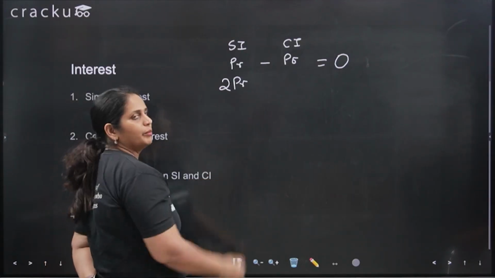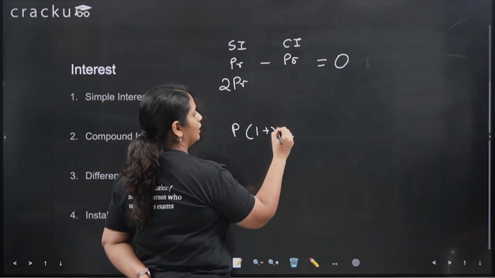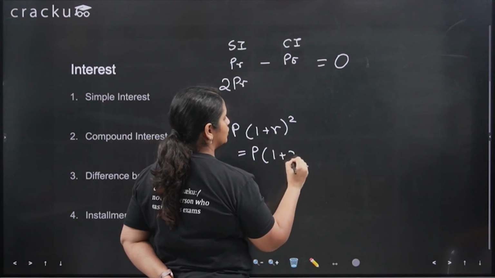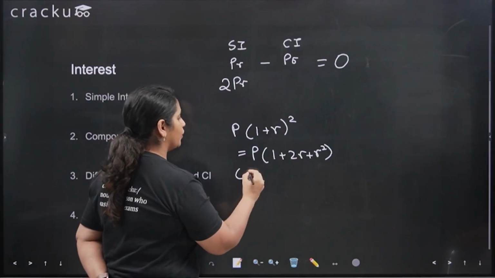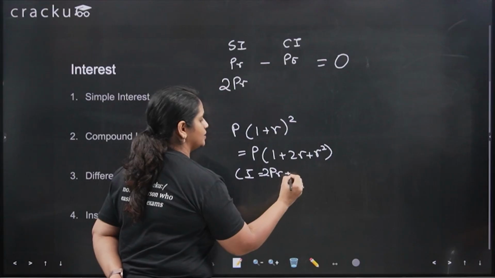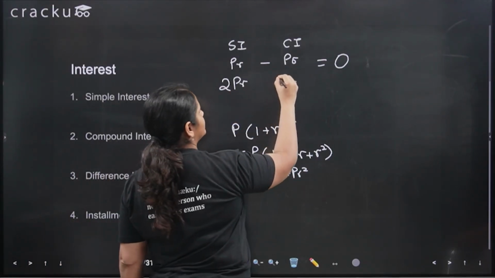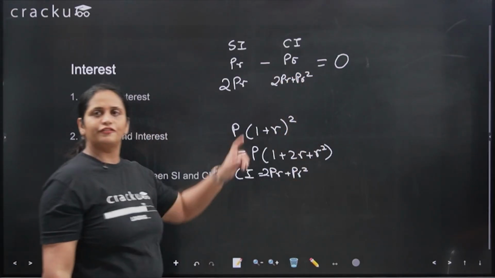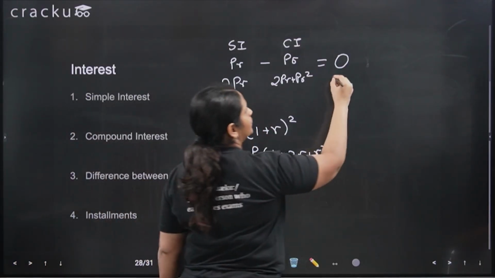Okay, so what would be the compound interest in that case for 2 years? It would be P into 1 plus R the whole square. So if I expand, this is P into 1 plus 2r plus r square. If I remove P from this, for compound interest, I'll get 2pr plus pr square. So in this case, compound interest is 2pr plus pr square. So what is the difference between compound interest and simple interest in the second year? It is pr square.